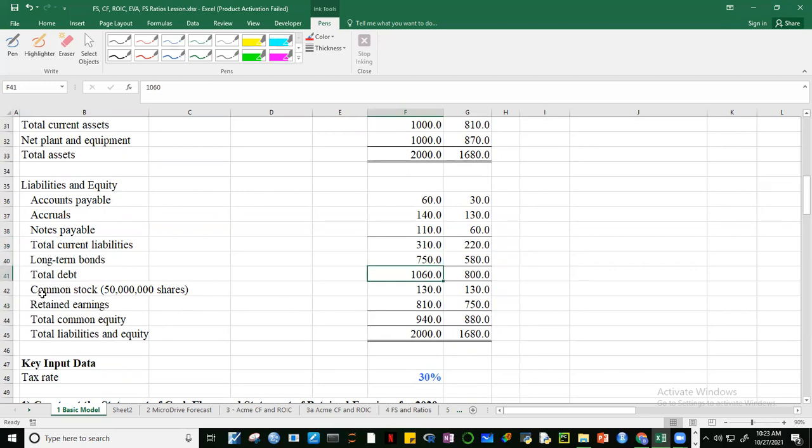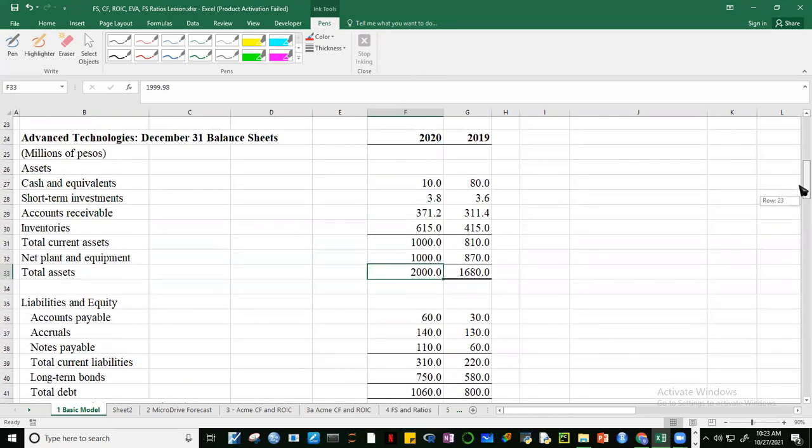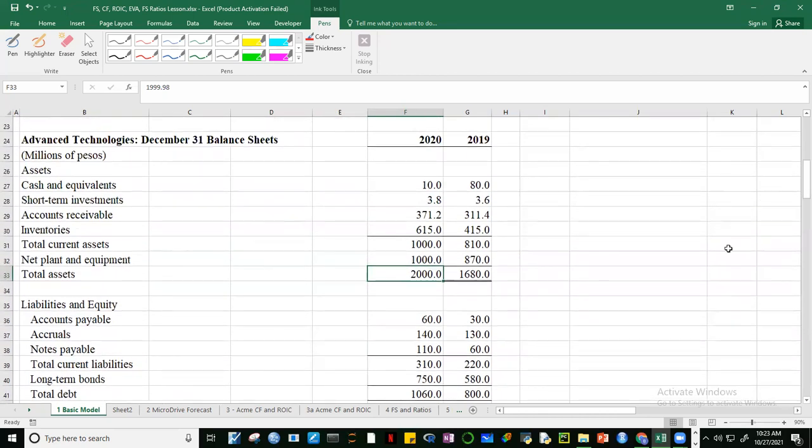The financing, as far as equity is concerned, you have common stock. There are 50 million shares. Then you have retained earnings. The sum of common stock and retained earnings is your total common equity. When we add the total debt and the total common equity, we have the total liabilities and equity, and it should equal the total assets. As we said, the balance sheet tells us the financial position or financial standing of the firm at a specific point in time.